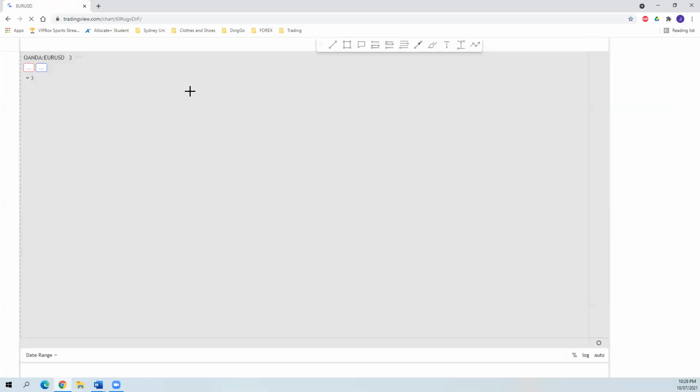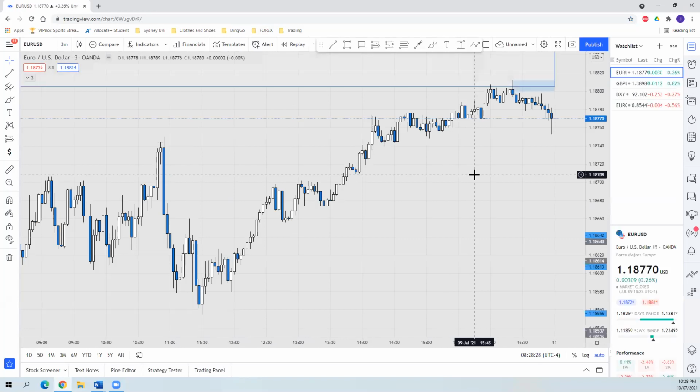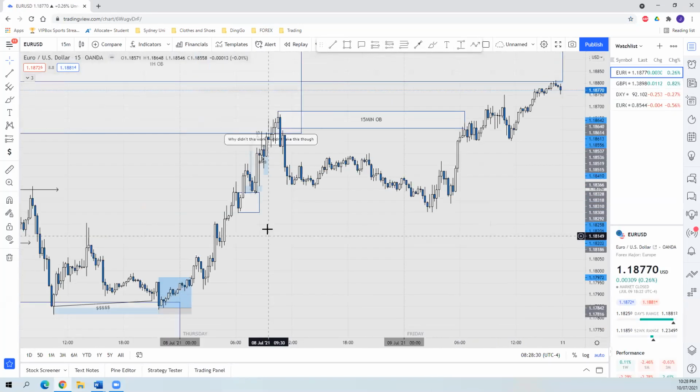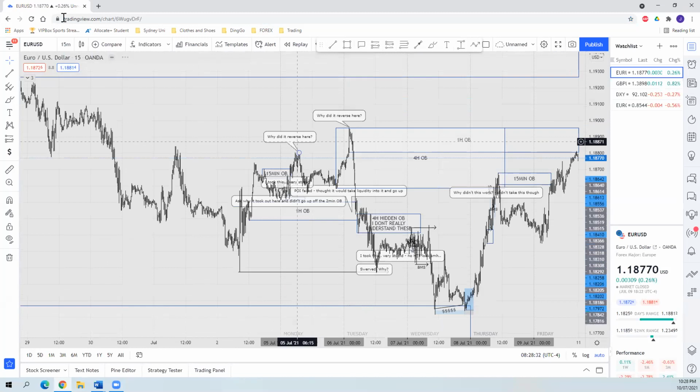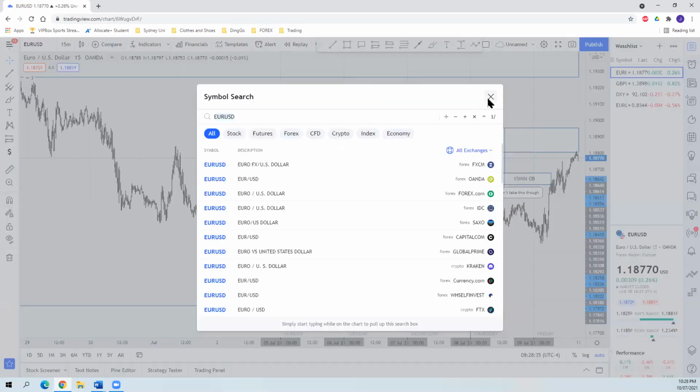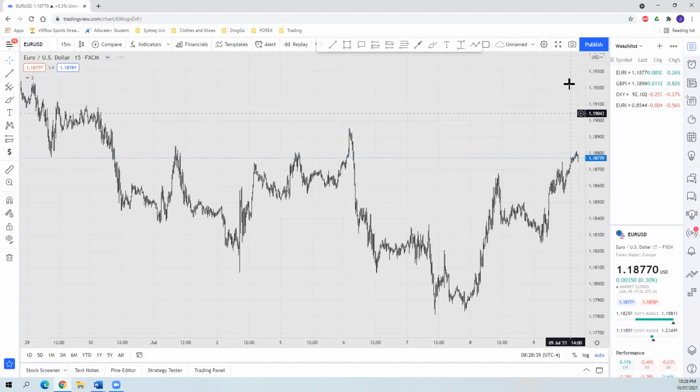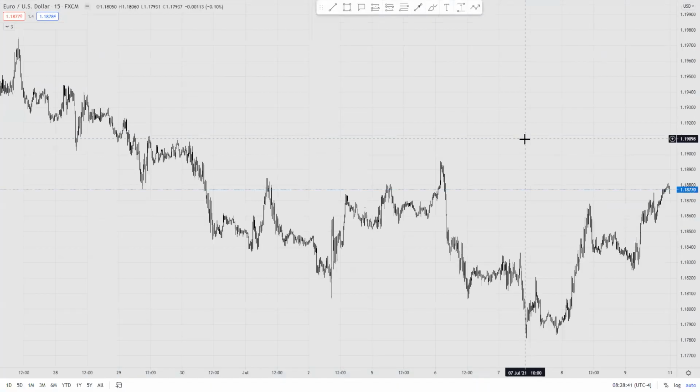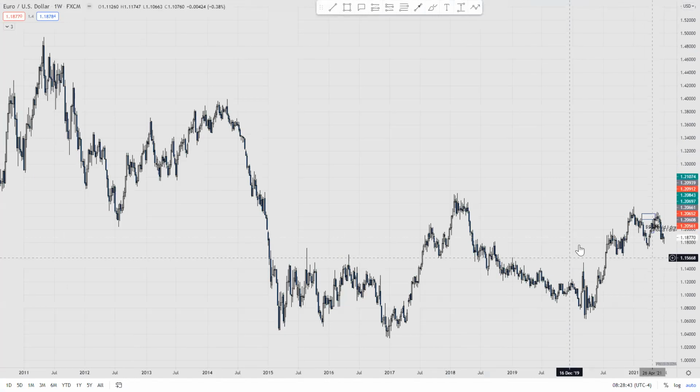I filled out my chart, but I don't want to go through it because it's a lot of stuff. If you do not want to delete this, you can go to the other broker and show what you saw. That would be better, or else you'll have to delete that hard work.